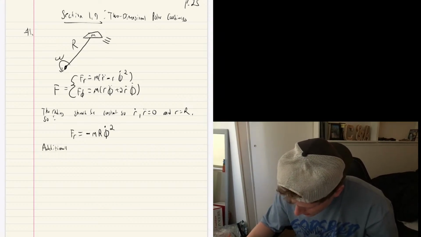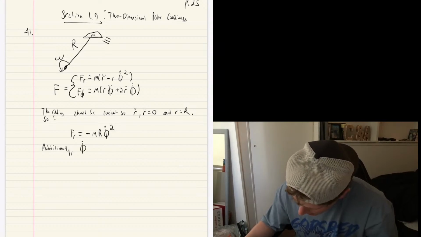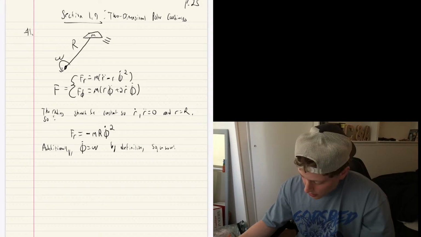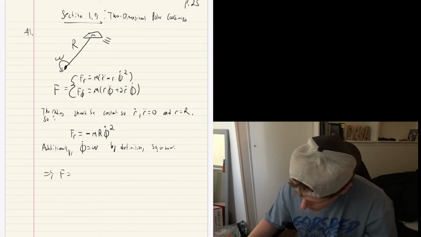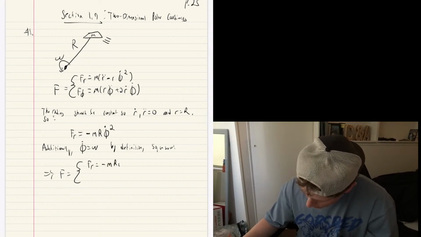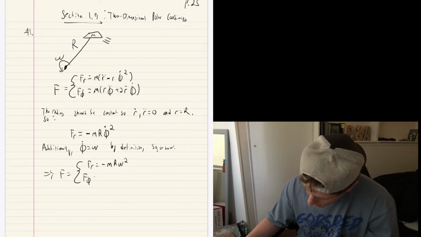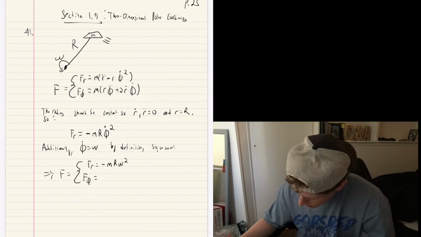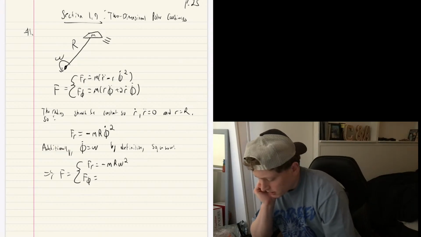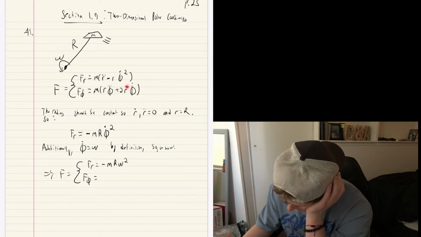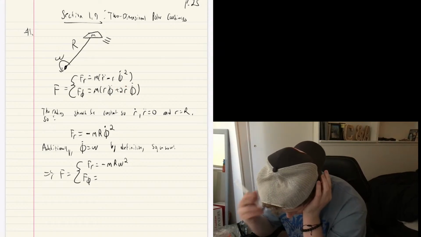Additionally, that is equal to, by definition. So we have F_r equal to negative m R omega squared, and then F phi is equal to m. No, isn't it just 0? Am I crazy? Because this is 0 and this is 0. So it's 0.